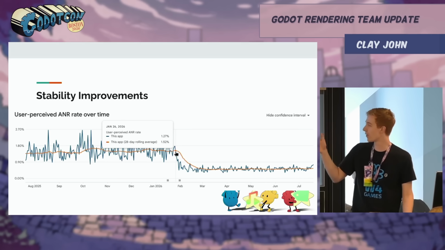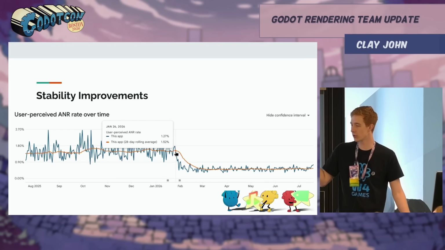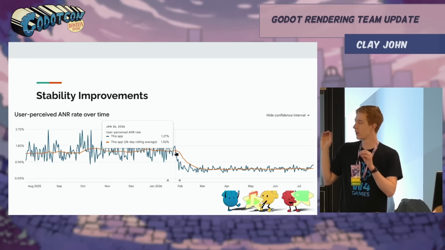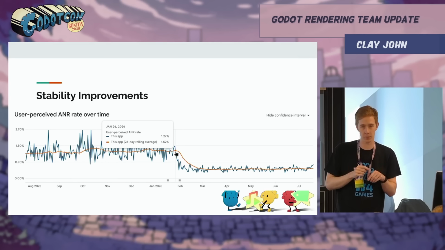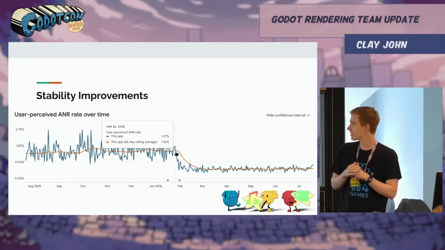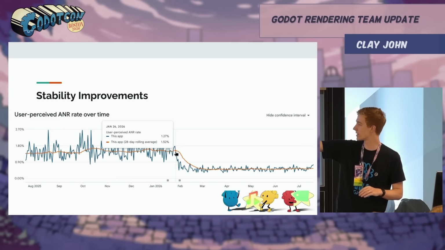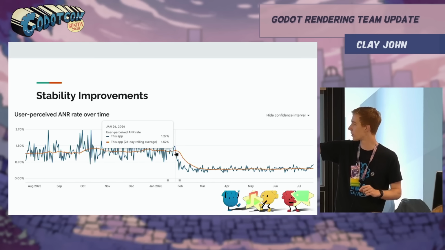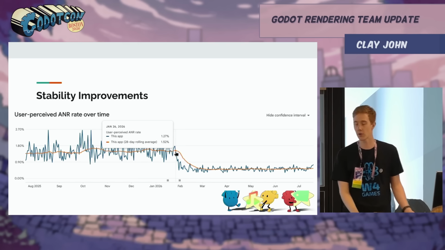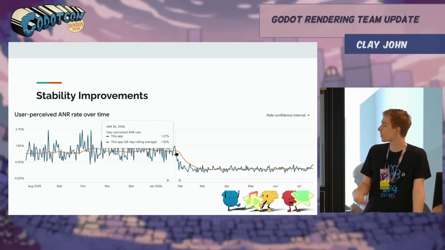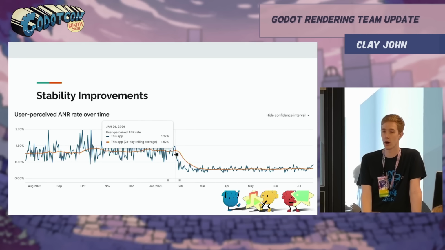So this is a graph from the Google dashboard for the Godot editor on the Google Play Store. So this is crash rates. That's what ANR stands for, application not responding. This is basically the crash rates that we get. And you can see that before we released 4.6, we were averaging 1.52%, and then it's dropped down to somewhere about 0.7. So we cut the crash rate in half, and importantly, we're under 1% now, which is an important threshold on Android.